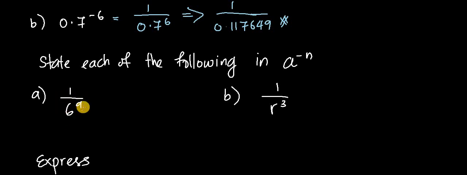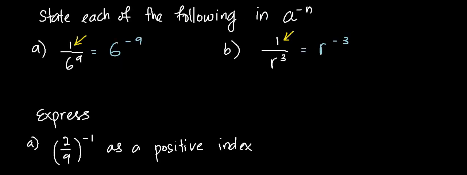For example, you have to write it in negative. So 1 over 6 power 9, another way you can write it is 6 to the power of negative 9. 1 over r cubed, another way you can write it is r power negative 3. This is just another way of writing it. But one thing you must bear in mind: if you want to write a fraction as a negative power, you have to make sure that your numerator is always 1. If your numerator is 1, you can bring the denominator's power up and write it as a negative power.